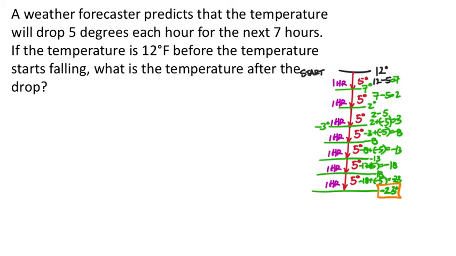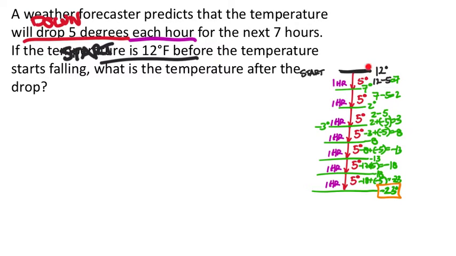So on this one, I do like the idea of putting together a picture, like I put together here, right? So you've got the start, which is the temperature before the temperature starts falling. At 12 degrees Fahrenheit, that's this line right here, and then we know for each hour, it's going to drop 5 degrees. So that'd be down 5 degrees from where it starts, right?